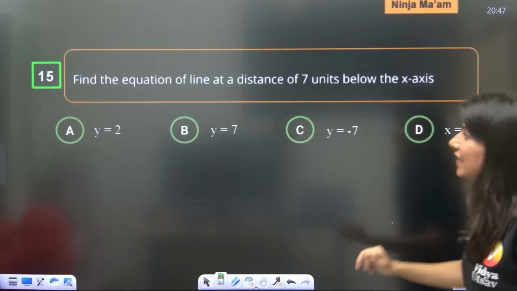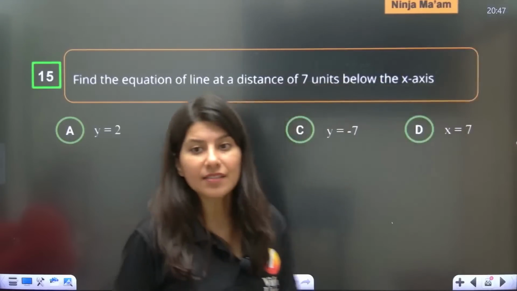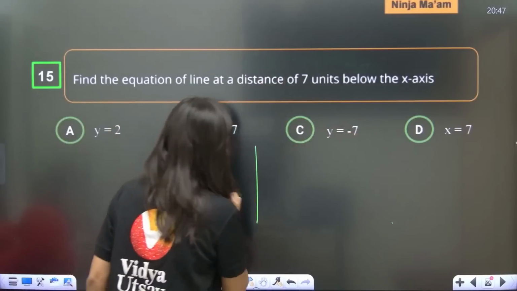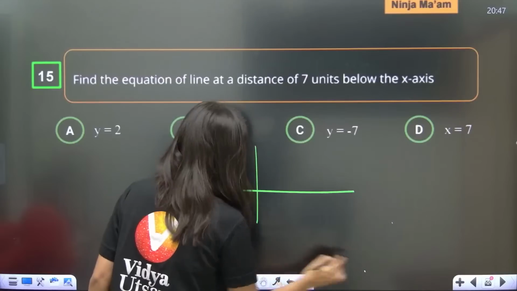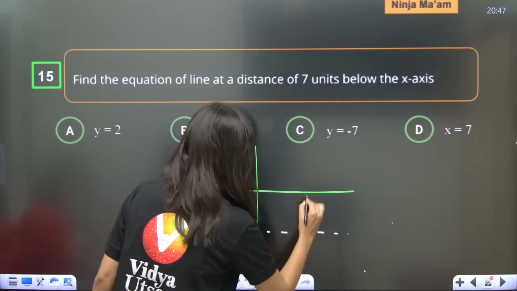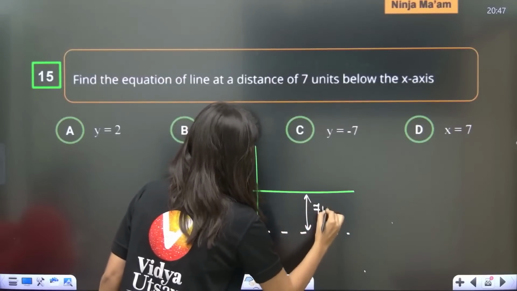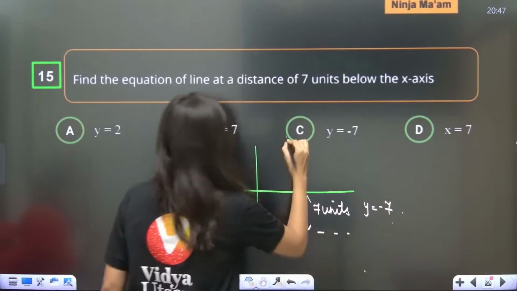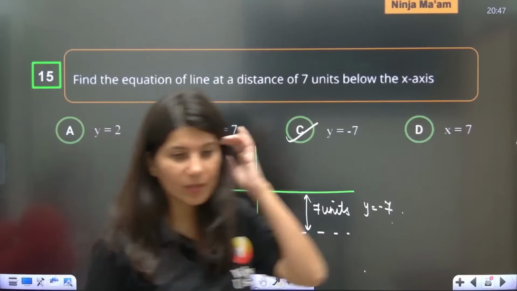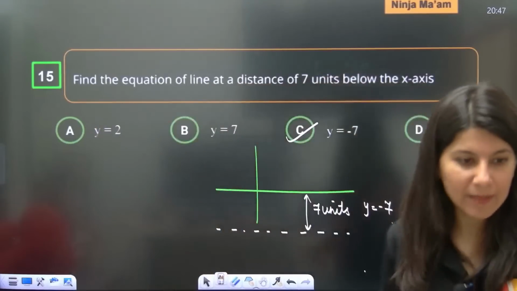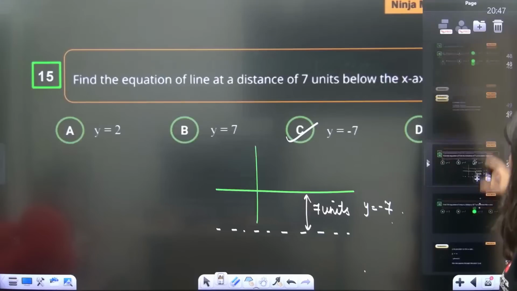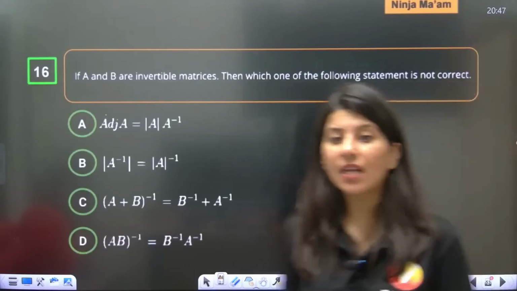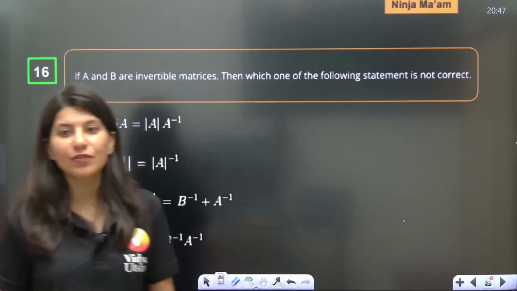Yes. Find the equation of a line at a distance of 7 units below the x-axis. See, this is your x-axis. 7 units below the x-axis will be this. What does that mean? y is equal to minus 7. Option C again. Everybody? Yes, option C. Are you getting it? Are you understanding it? Easy questions.